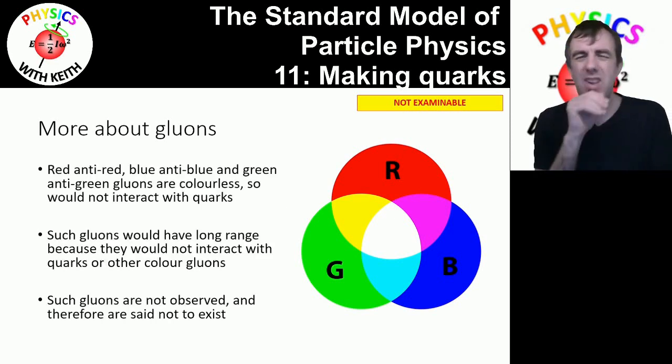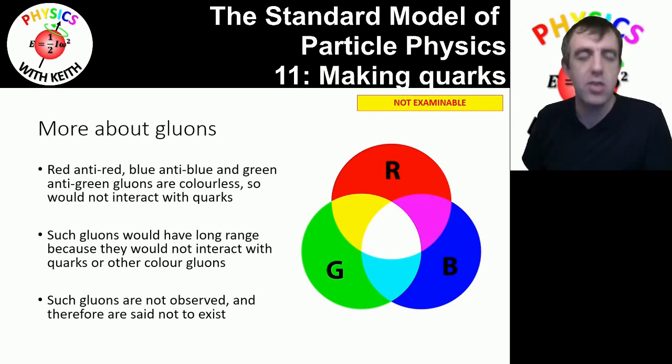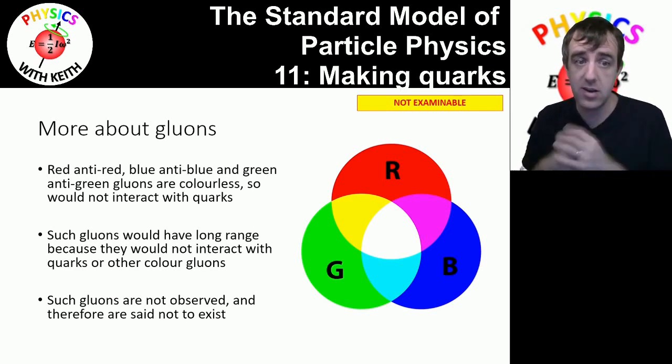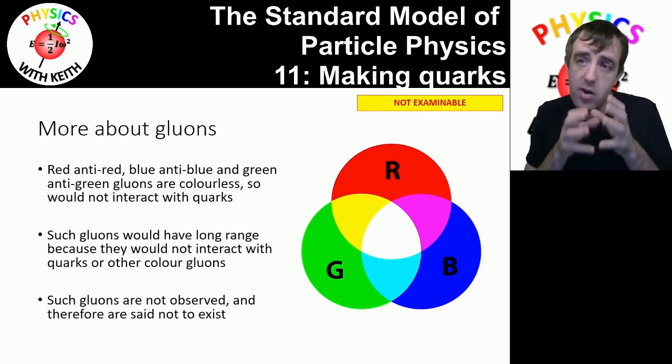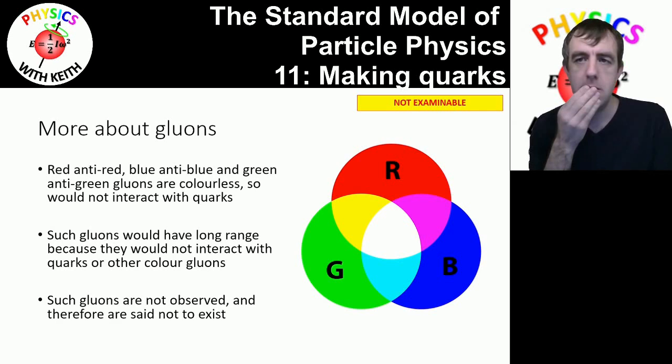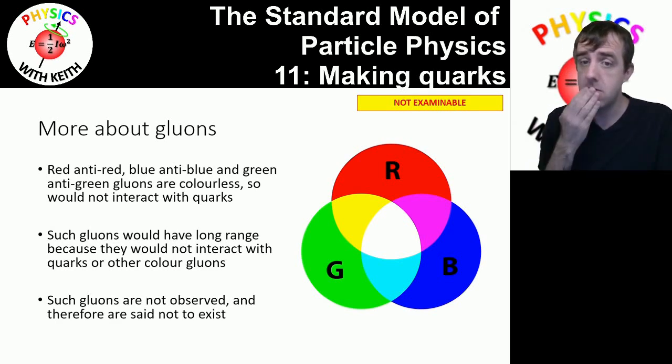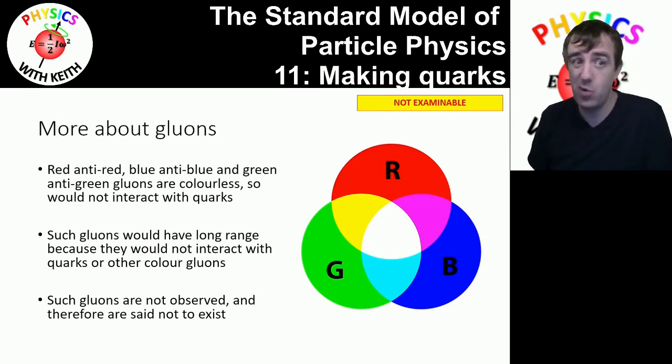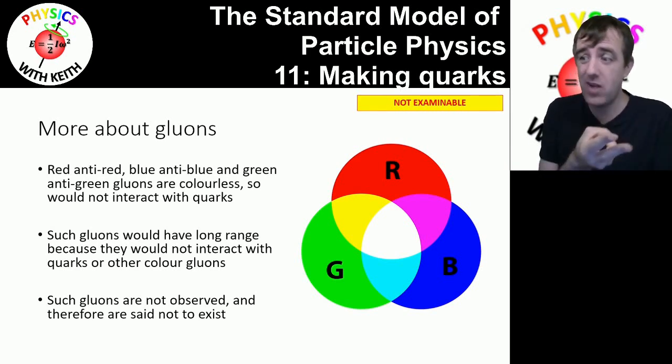Well, let's see if we can knock some of these out with some basic classical thinking. A red anti-red gluon is colourless, as is blue anti-blue, as is green anti-green. So those are colour neutral, which means they wouldn't interact with quarks. So if they do exist, then their range would be infinite. They wouldn't interact with anything. We wouldn't be able to detect them. So if we can never detect it, and it doesn't interact with anything, why say it exists at all?